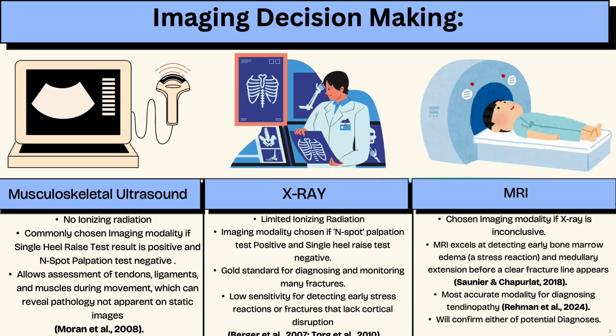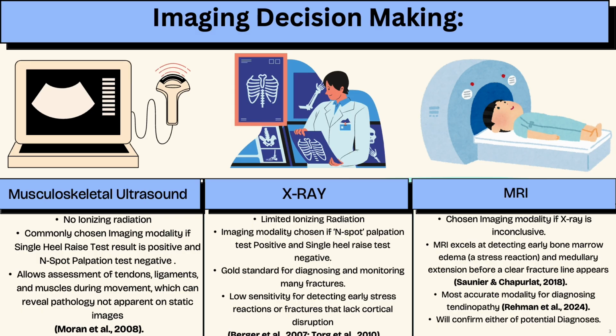An MRI is considered the gold standard for diagnosing early stress fractures, as it is highly sensitive for detecting bone stress reactions, which are early indicators of a stress fracture before a clear fracture line appears. Additionally, an MRI can also assess soft tissues including the tibialis posterior tendon, allowing clinicians to evaluate for tendinopathy.